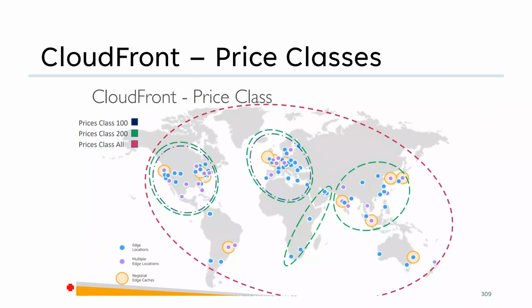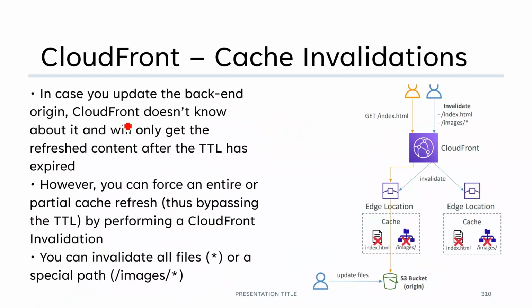Okay, let us talk about cache invalidations, and as the name suggests, you invalidate your cache or remove the data from your cache, right? In case you update the backend origin, CloudFront doesn't know about it and will only get the refreshed content after the TTL has expired. So there is a TTL, which is time to live. And for the time to live period, the data is cached in your particular edge location and the data is not updated even if there is some change in your source or your origin.